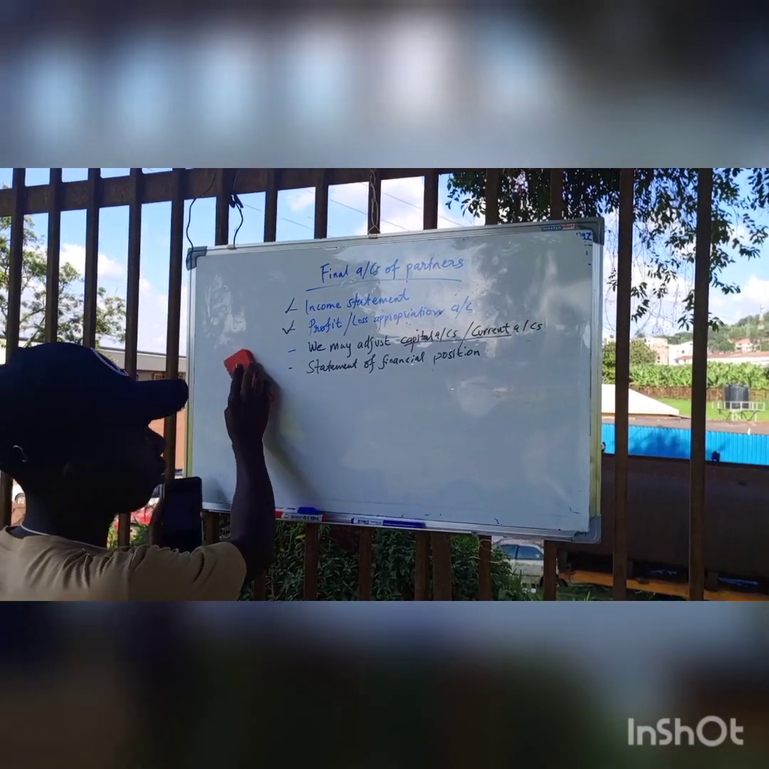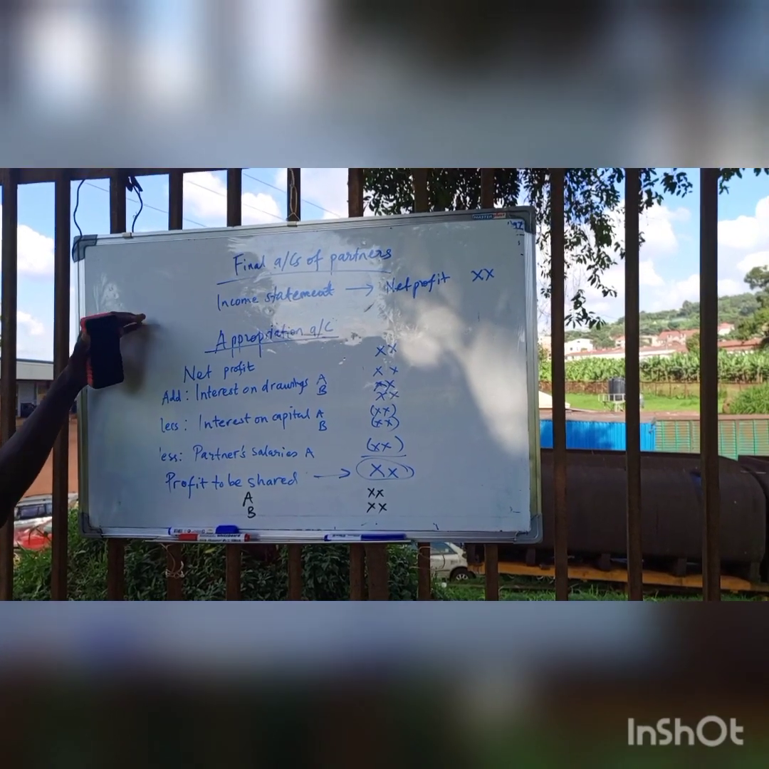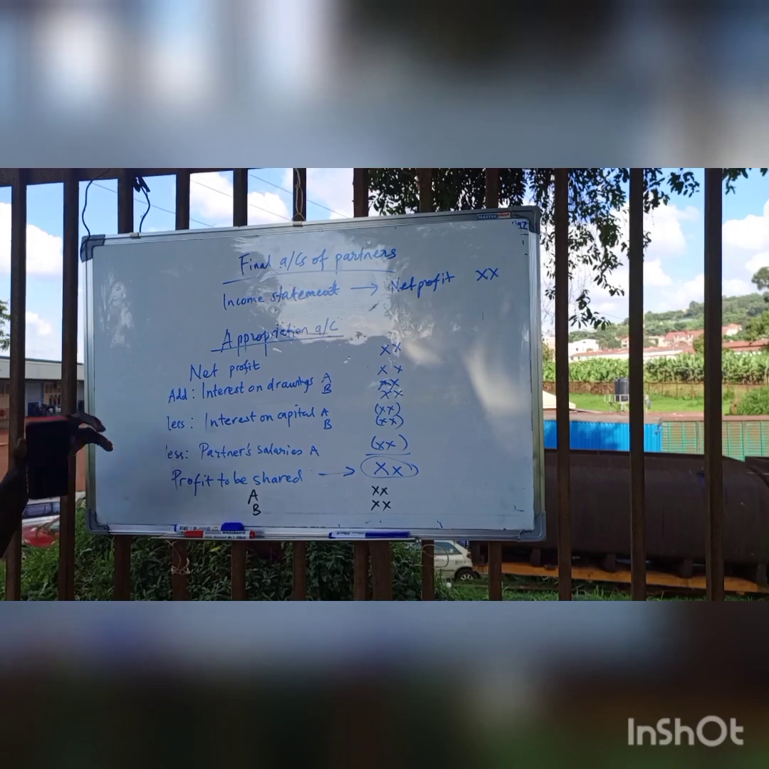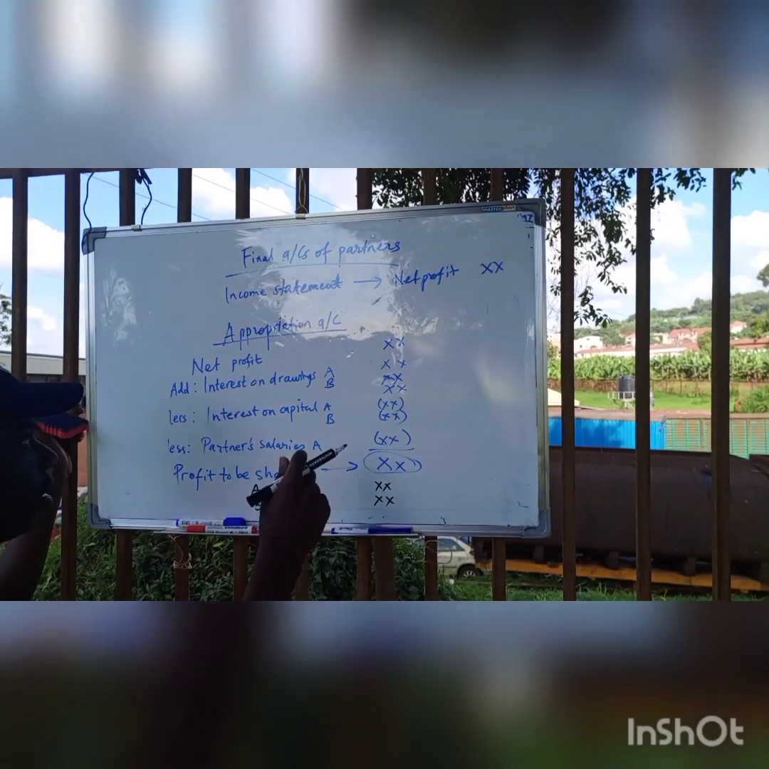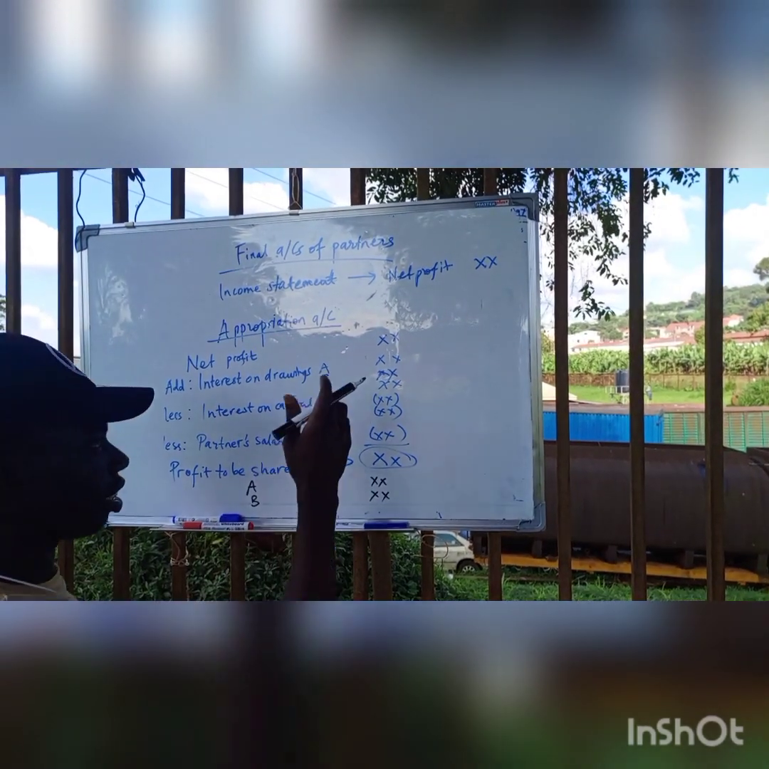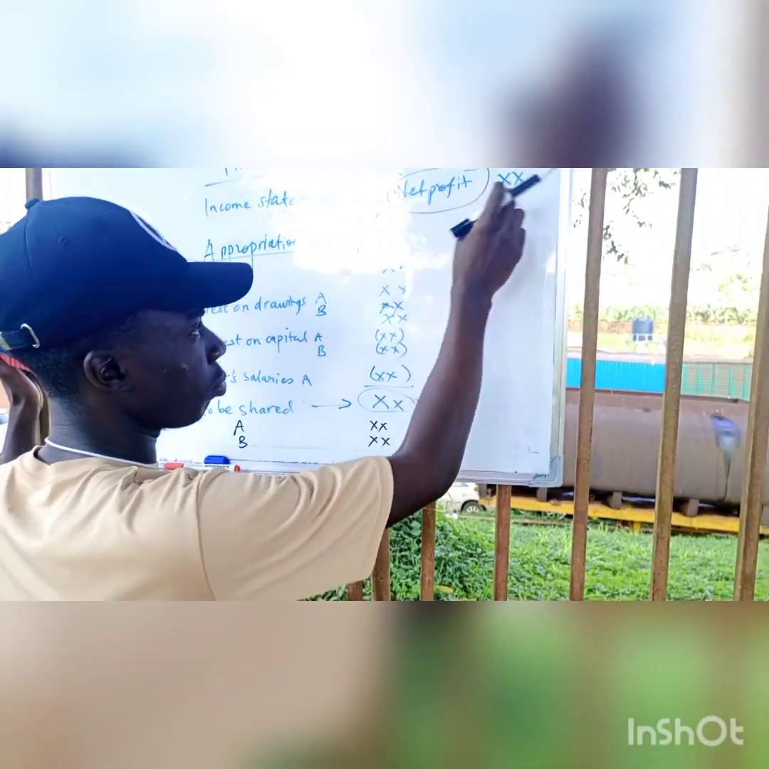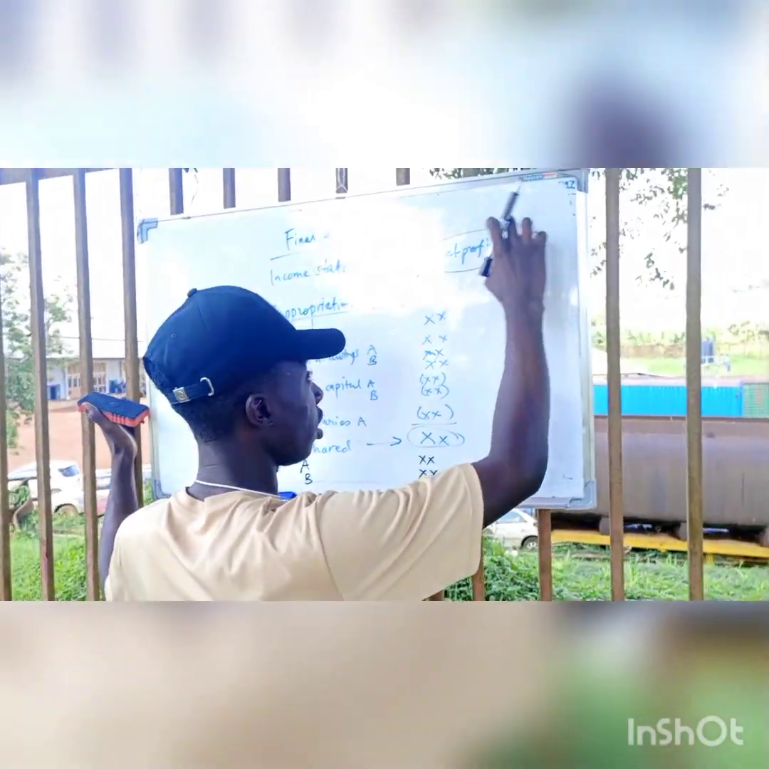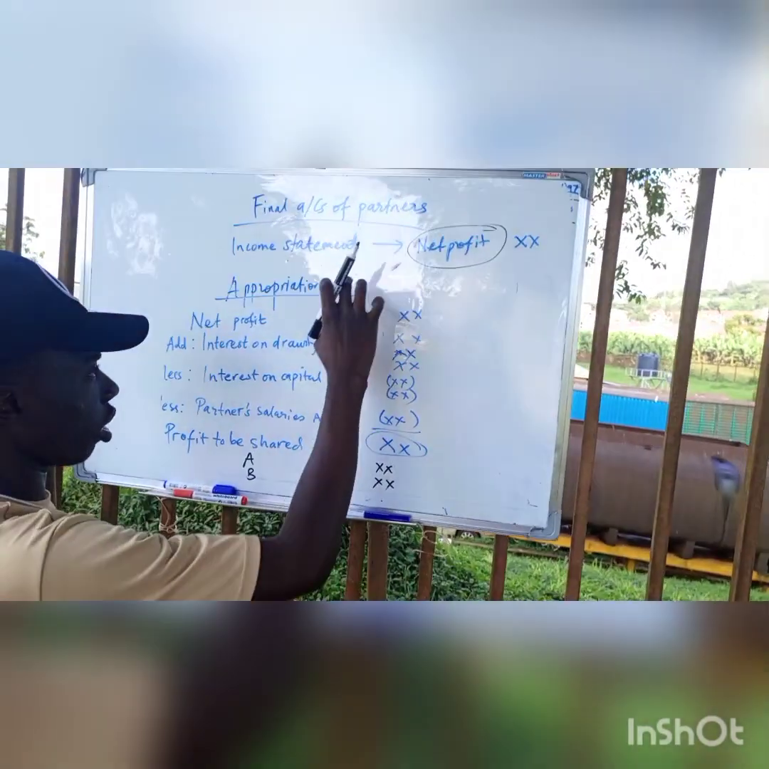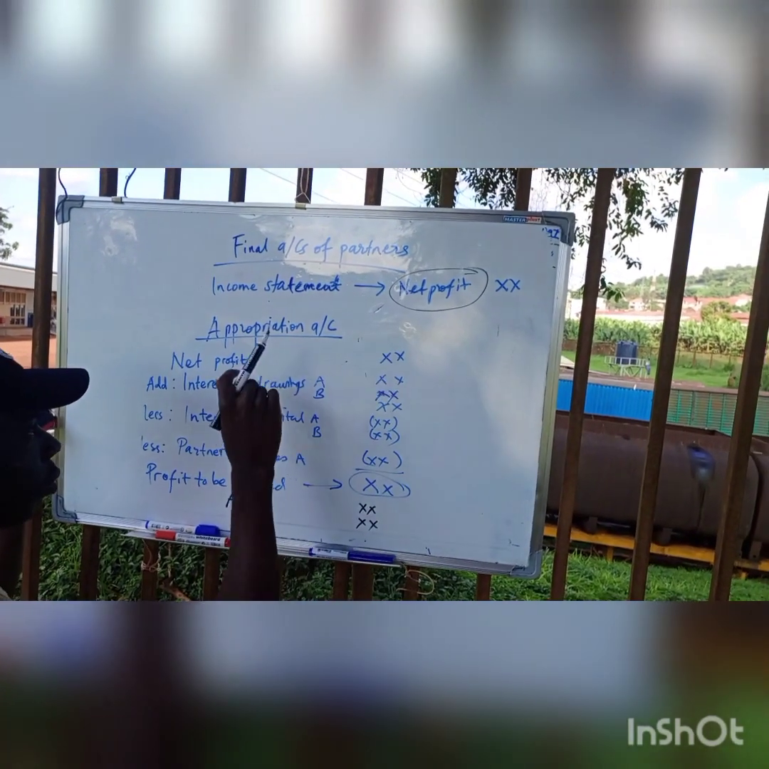So we are going to start right away. Like I was saying, the final accounts are the income statement, the appropriation account, then the capital accounts, and we end with the financial position. So I'm going to start with the income statement. We prepare the income statement in the normal way, but under partnership business we are interested in the net profit figure you get from the income statement, that last figure, which is our net profit. On that net profit figure, you are supposed to prepare an appropriation account.